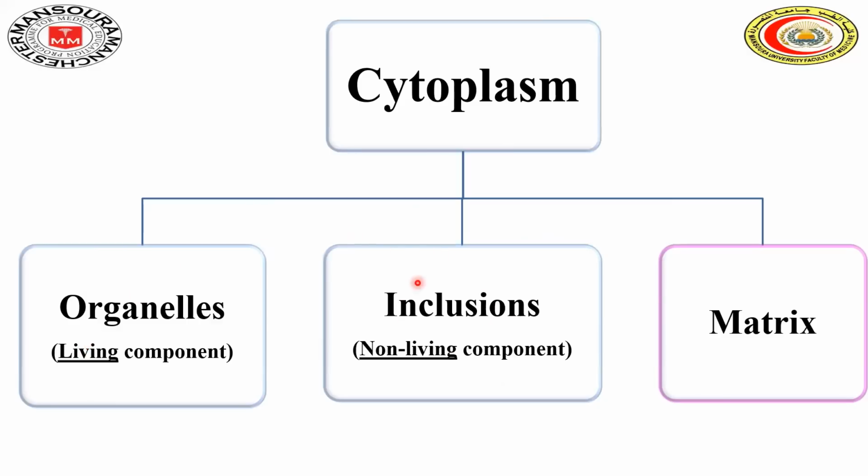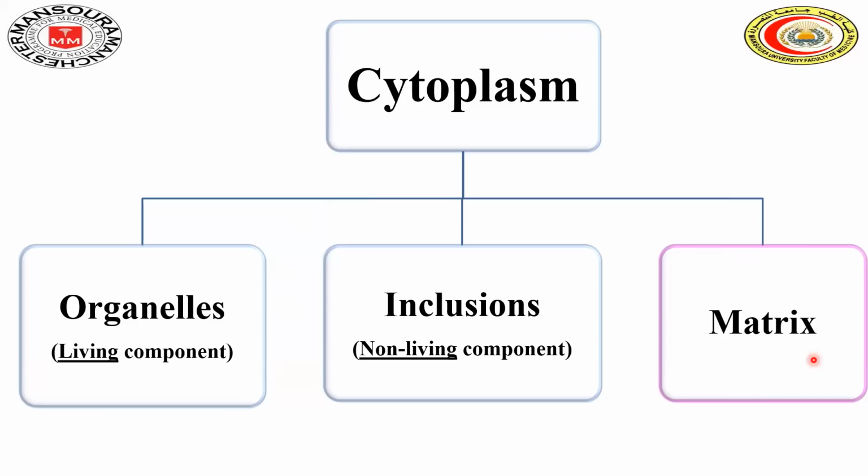We also have what we call cell inclusions. These inclusions represent the non-living part of the cell. So they represent the stored food inside the cell, for example. One of the inclusions present inside the cell is the stored food. So this is the non-living part. Both organelles and inclusions are suspended in a fluid. This fluid is called the matrix.